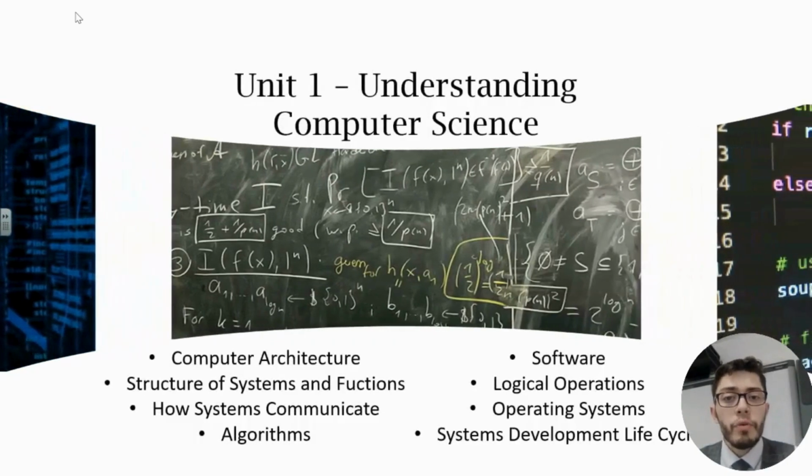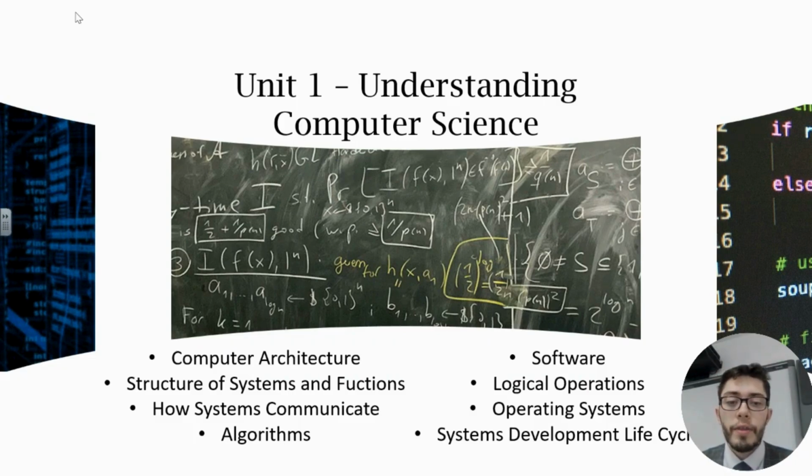So, Unit 1, Understanding Computer Science. Like I said, this is our Year 10 theory module, and we'll understand all about different parts of computer science. So, we'll be looking at computer architecture, which is how computers are built and how they operate, going then into the structure of systems and functions, looking at software and how it is built and how it works, going into how systems communicate, so how computers can talk to each other locally on the same network, as well as talking to each other all across the globe.